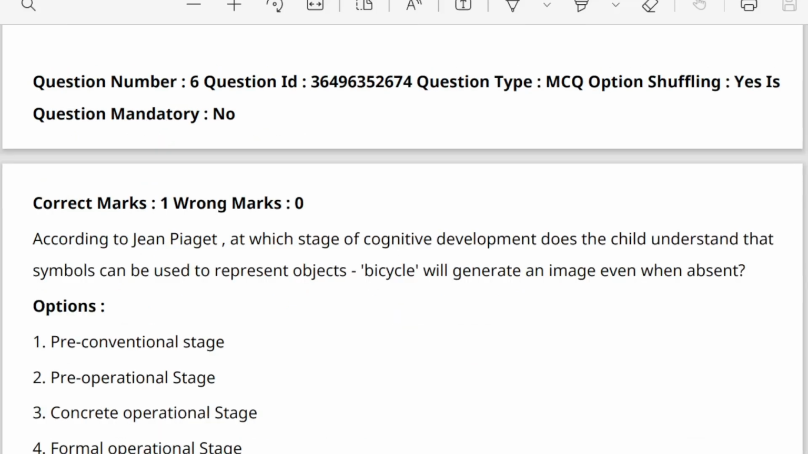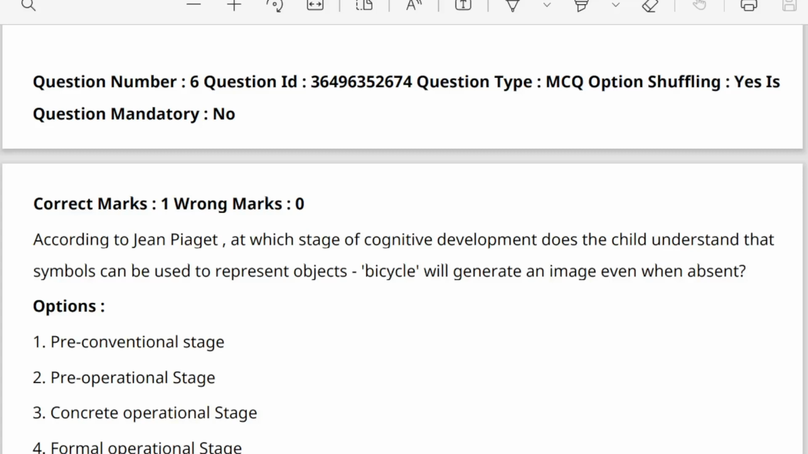Let's move on to question number 6, another one from Piaget's theory. So according to Piaget's theory, at which stage of cognitive development does the child understand that symbols can be used to represent objects? That is, the word bicycle will generate an image even when absent. The options are pre-conventional stage, pre-operational stage, concrete operational stage, and formal operational stage. So let's look at the answers.